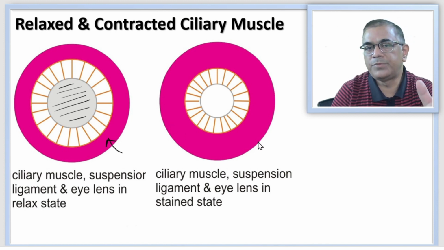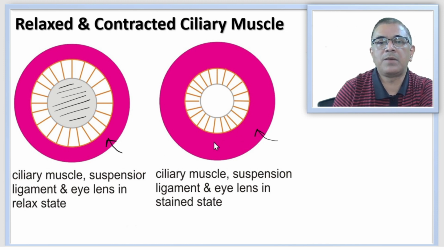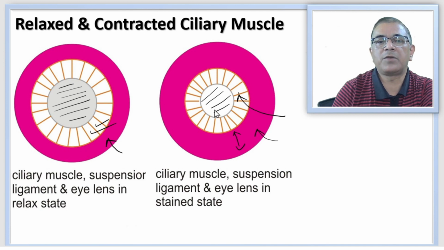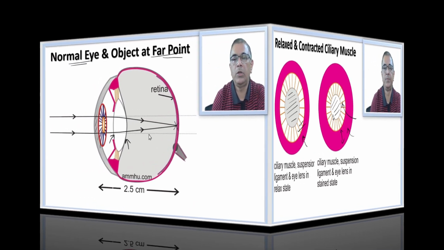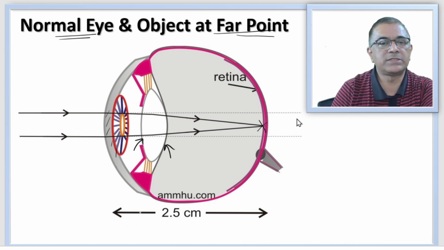In the second case, the object is at the near point and the ciliary muscles are optimally contracted. You can compare the size of the ciliary muscles in both the cases, and these suspensory ligaments will be slightly loose compared to the first case, and the size of the eye lens is shorter. Curvature is more, focal length is less. Now let us talk about the power of accommodation. What power of accommodation mathematically means is my focus right now.